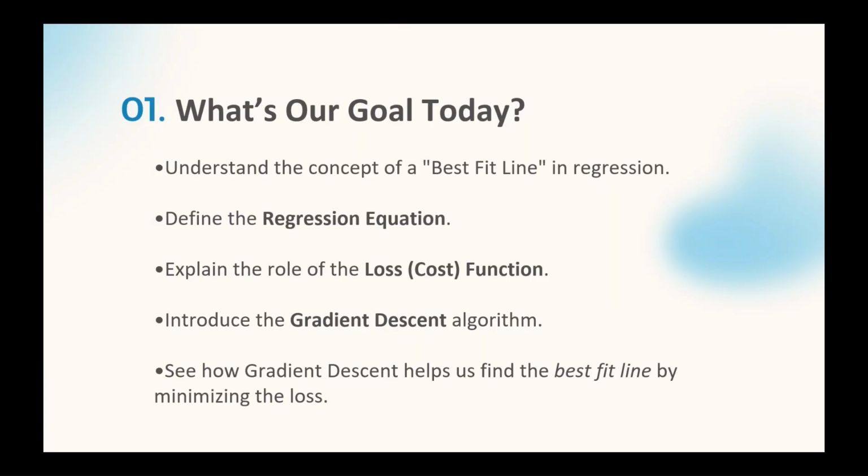So, what's our goal today? We have a few key objectives. First, we'll understand the concept of a best fit line in regression and define the simple regression equation. Next, we'll explain the crucial role of the loss or cost function. Then I will introduce you to the powerful gradient descent algorithm. And finally, we'll see exactly how gradient descent helps us find that best fit line by minimizing the loss.